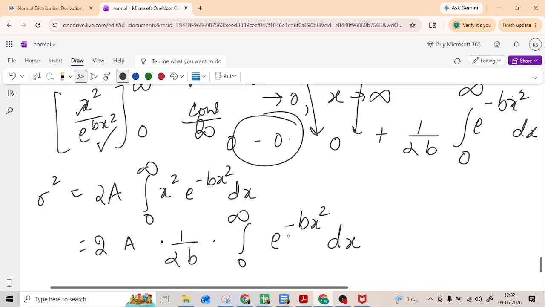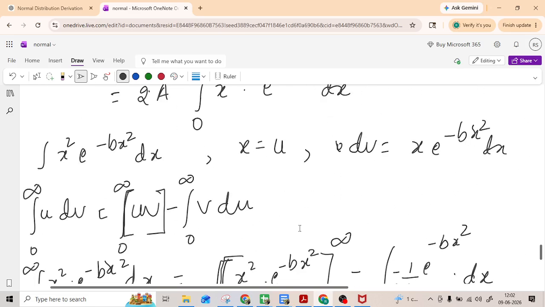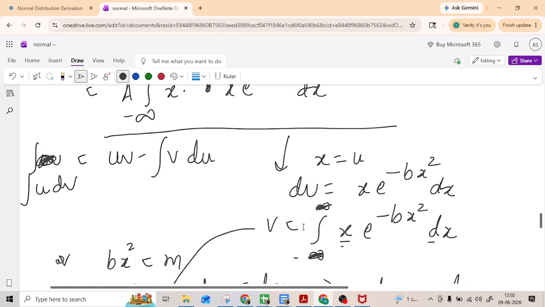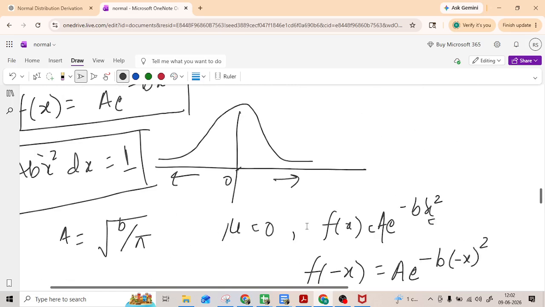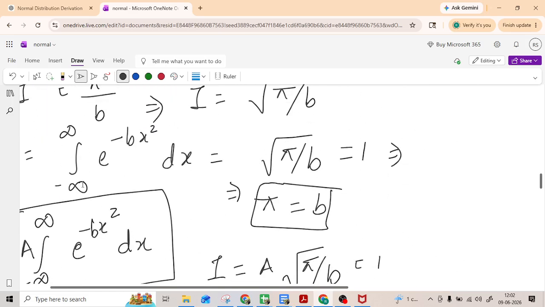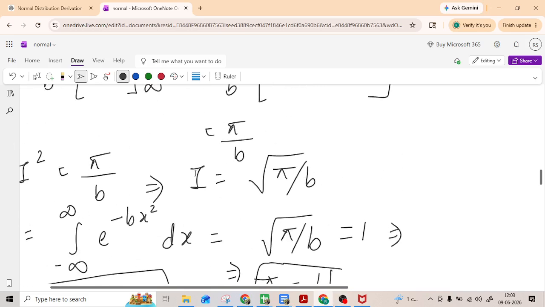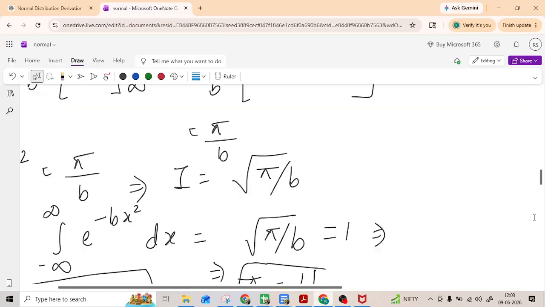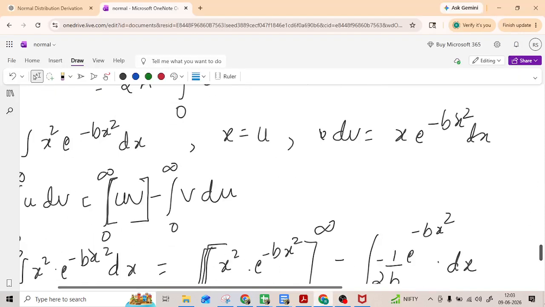Now if you look into this, does this ring a bell? e raised to the power minus bx square dx. Yeah, it should, because we had calculated this earlier, you see. e raised to the power minus bx square is something which we had calculated earlier, right? And we had calculated it from minus infinity to infinity, and it was root pi by b. Okay, so as I was saying, we'll proceed ahead.